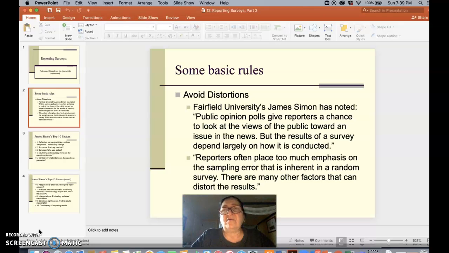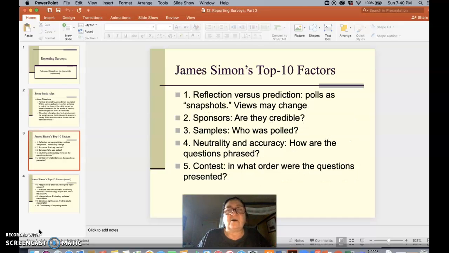Simon also said the reporters often pay too much attention to the sampling error that is inherent in a random survey. There are many other factors that can distort the result. So there is what we call a margin of error that is inherent in any poll. There is an allowable margin of error because not all poll results are the same as the actual truth. But a lot of times the way you conduct the poll defines the outcome. For example, James Simon had 10 factors that he suggested using in order to make sure that the poll is somewhat accurate.